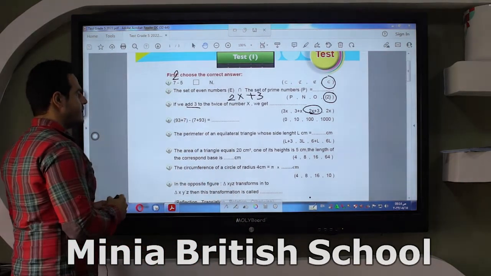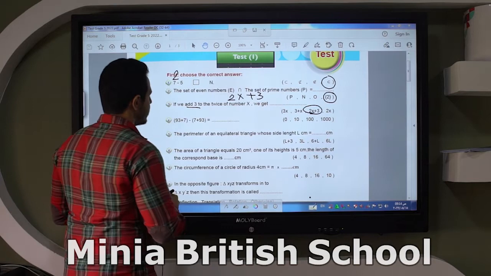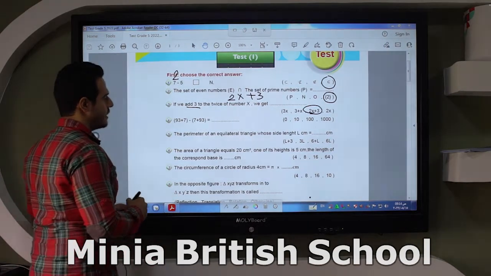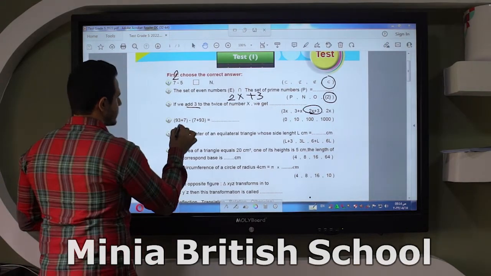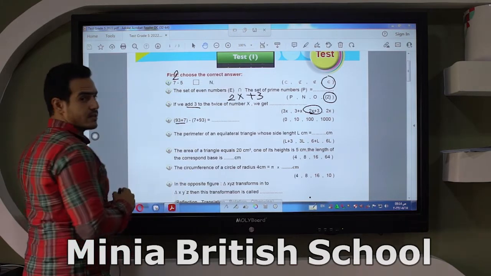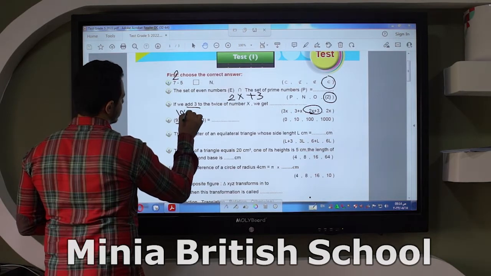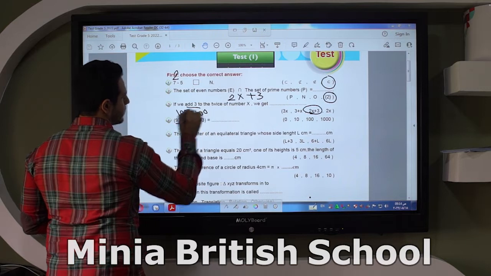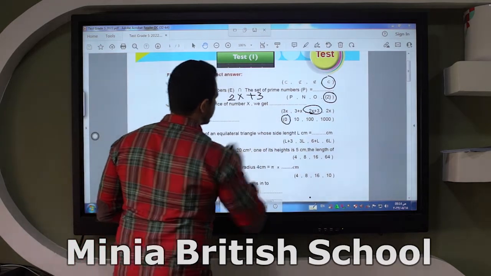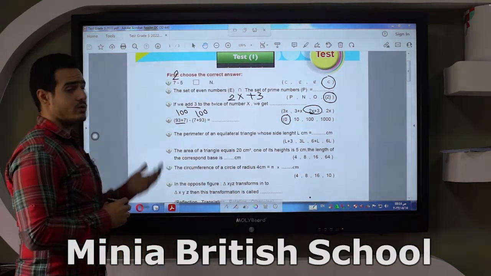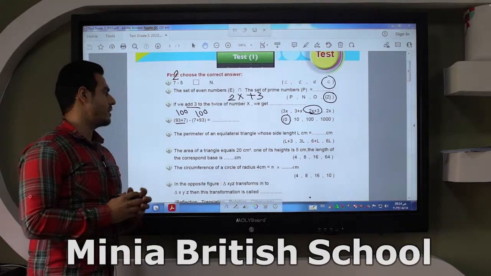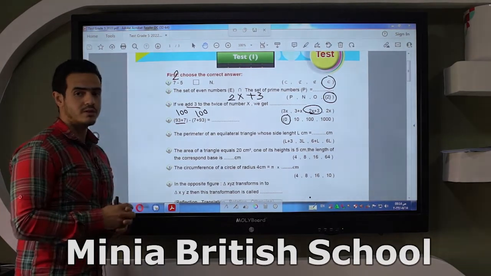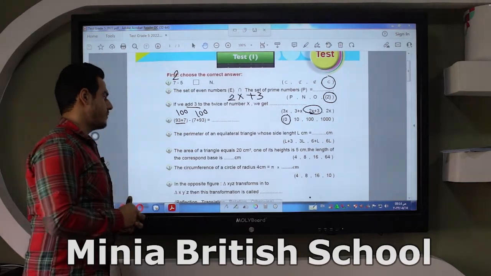Okay, number 4. 93 plus 7 minus 7 plus 93. As a first, 93 plus 7 equals 100. Minus 100 equals 0. And we know that in addition we can replace or swap between numbers, and it's called commutative.